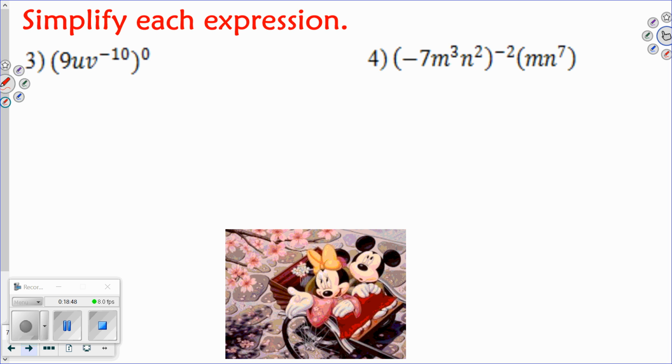All right, number 3. 9uv to the negative 10th, all of that raised to the 0 power. Just 1? I don't have to distribute that?